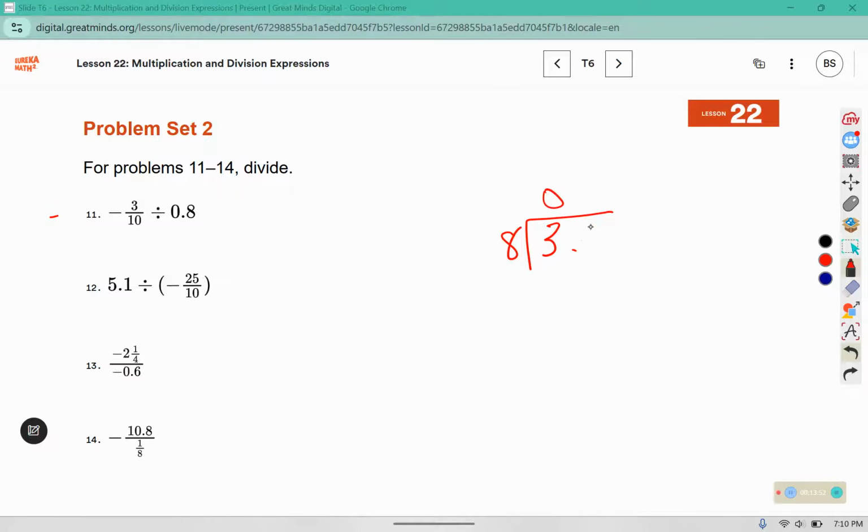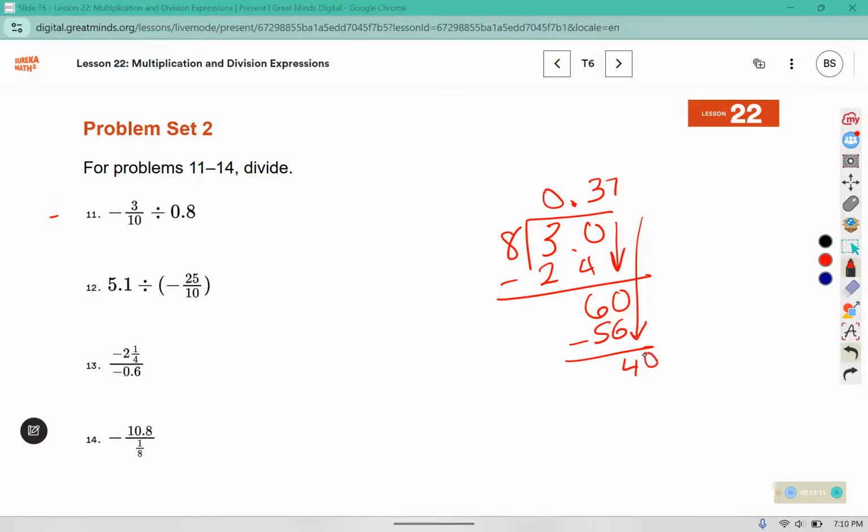8 does not fit into 3, but it can fit into 30. 3 times would give us 24. 30 minus 24 is 6. 8 fits into 60 7 times. That would give us 56. 60 minus 56 is 4. Bring down another 0. 8 fits perfectly into 40 5 times. So number 11 should say negative 0.375.